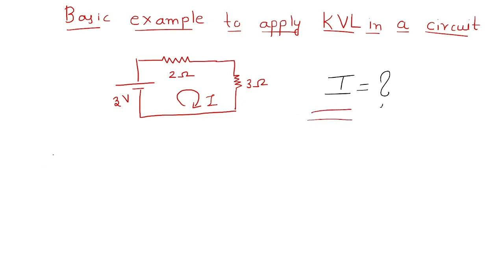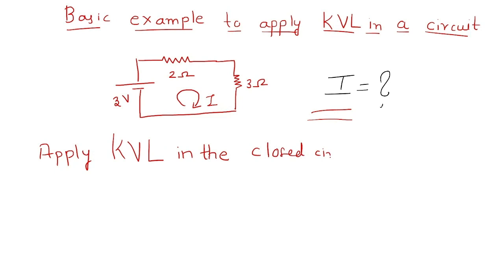So I will apply. These are the ways of writing even in your theoretical answer. So try to understand. Apply KVL in the closed circuit. So if you see, I am going to move in this direction. Try to understand. I am going to move in this direction. Accordingly, we'll try to understand.